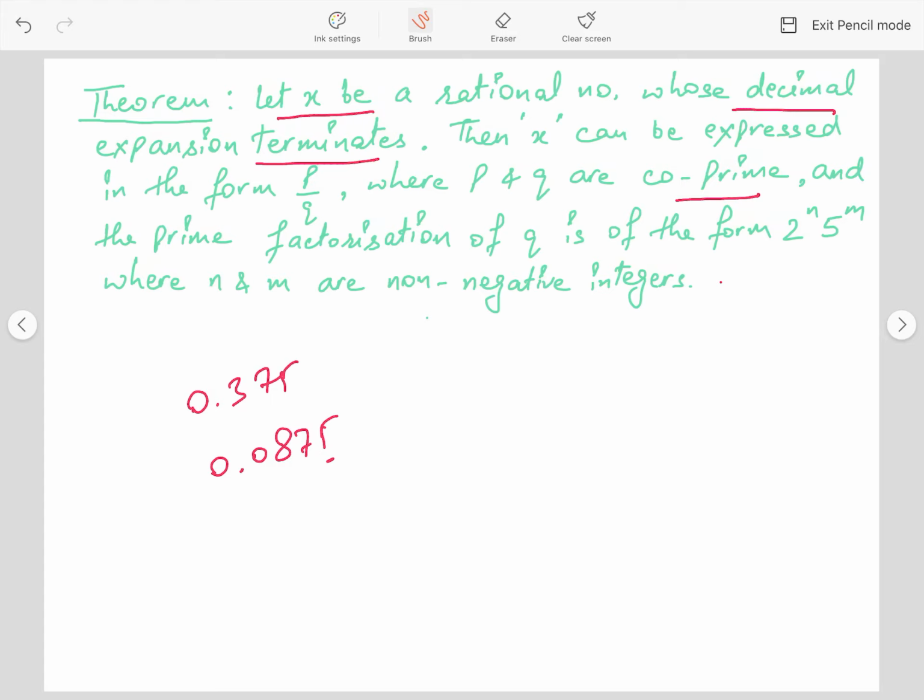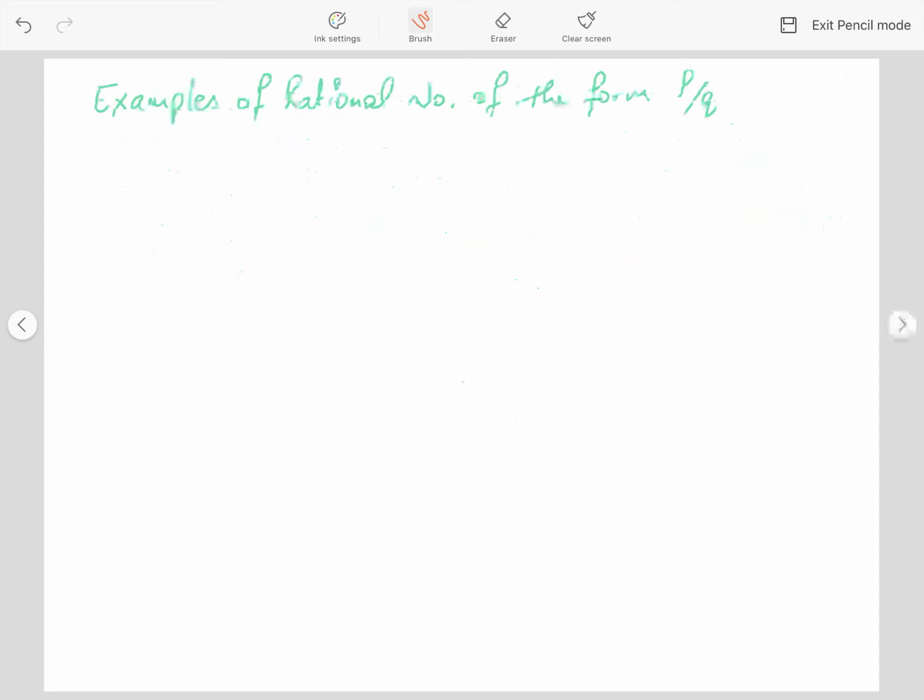Now we will take an example of a rational number which is of the form p by q. So we will now take an example which has a fraction. So let us take the example 3 by 8. We can write it as 3 by 2 raised to the power 3 if we convert it in the form of powers of 2 and 5.